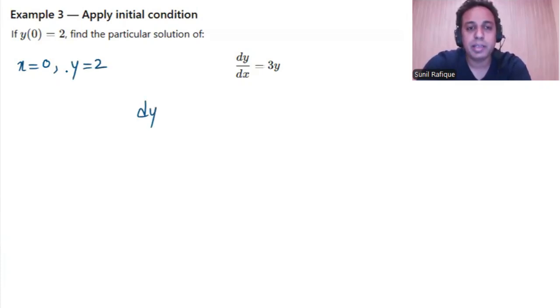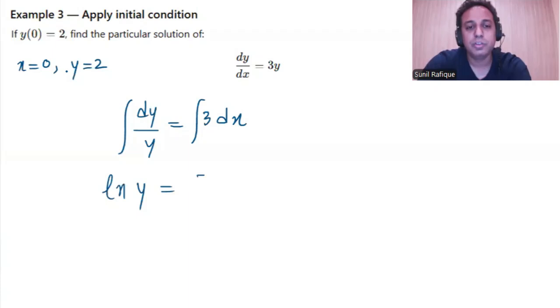So dy divided by y, and you can move 3 to the left or right, it doesn't matter, it's just a constant. So 3 dx. Okay, I've separated. Now I'm trying to integrate this. ln y equals 3x plus c. So stop and think about it.